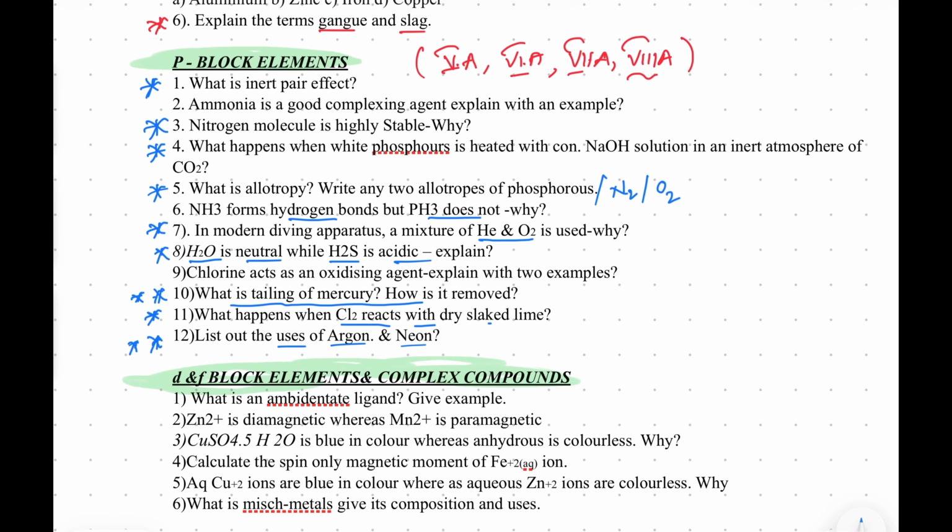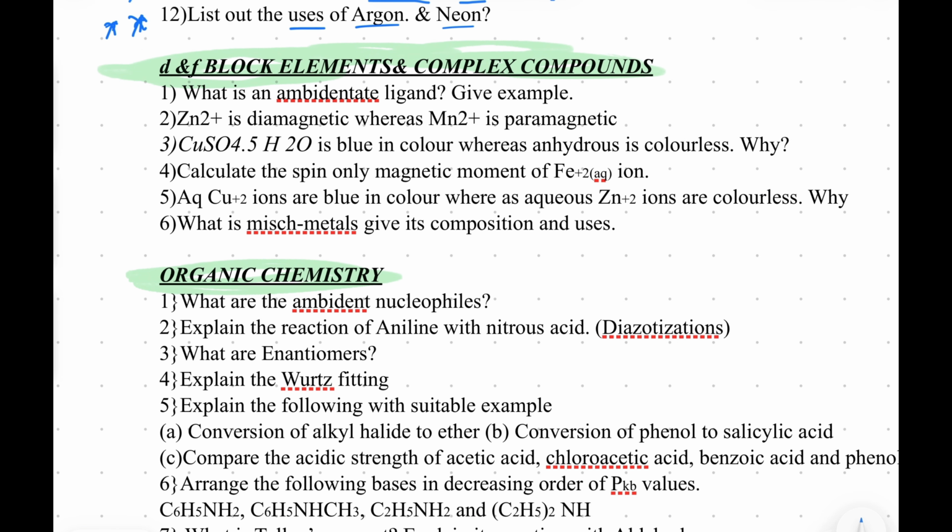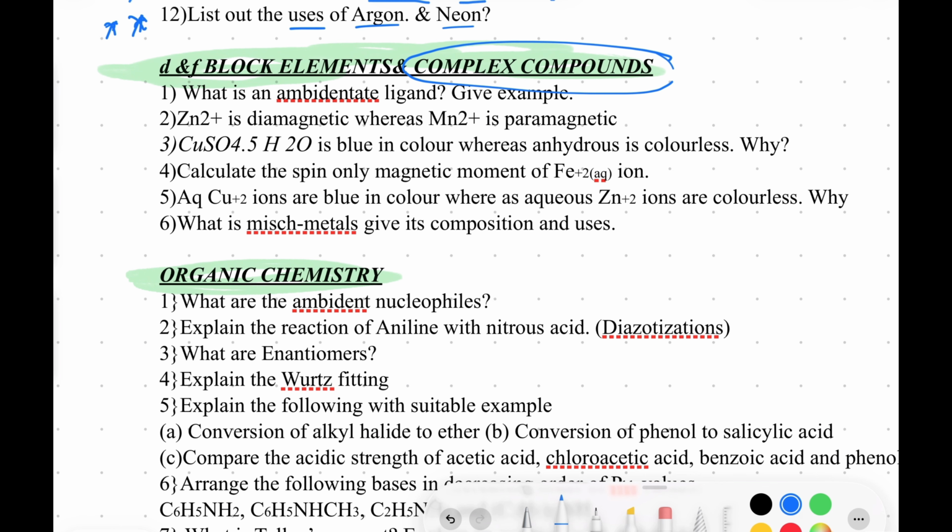VSAQs. Clear, students? That's it. Come to the next topic. D block elements and complex compounds. We can say coordinate covalent compounds. Complex compounds are also called what? Coordinate covalent compounds. Okay. So in this topic, we have some important questions we'll discuss.